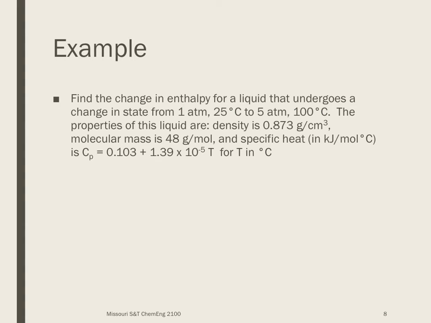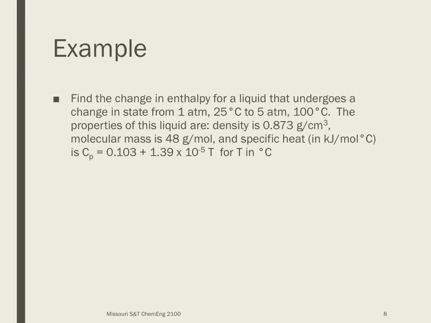So let's look at an example. We want to find the change in enthalpy for a liquid that's undergoing a change in state from 1 atmosphere, 25 degrees C to 5 atmospheres, 100 degrees C. Now the properties of this liquid are given to us, so we have the density, we have the molecular mass, and we have the specific heat as a function of temperature for this hypothetical substance.